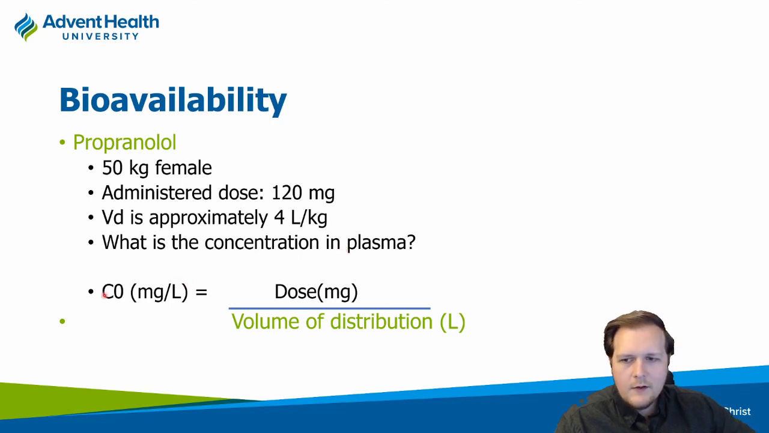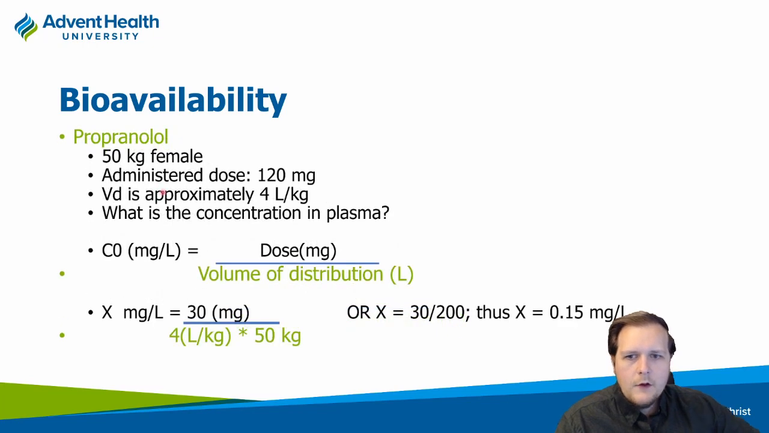So basically, I'm going to try to solve for C0 based off of the dose and the volume of distribution. Looking at that, again, I have a 50 kilogram female, measured dose is 120, my VD is 4 liters per kilogram. What's the plasma concentration? Okay, for one, I know my dose is only going to be 25% of what I actually gave, so this can turn into 30 milligrams here.